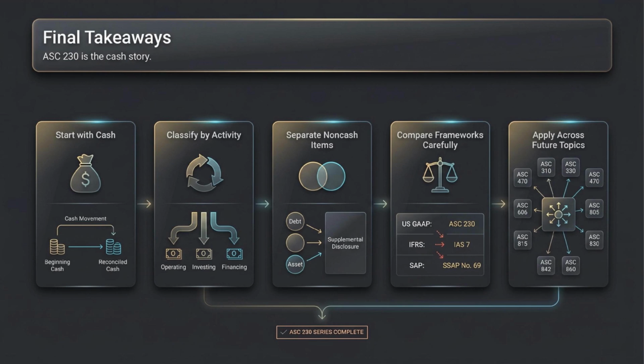Compare frameworks carefully. IAS 7 and SSAP number 69 share the broad structure but differ in policy choices, method requirements, cash definitions, and reporting objectives. Apply the logic across future topics because this will not be the last time cash flow classification appears.